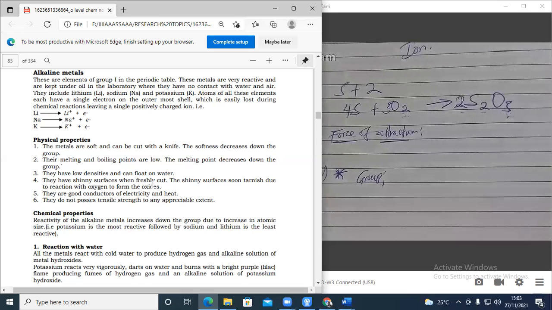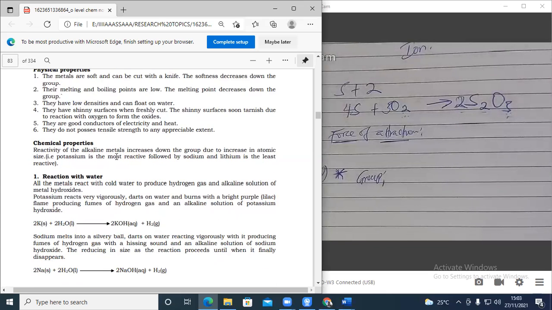They have shiny surfaces when cut. Have you seen this already? Yes. The moment they cut one, you see that shiny surface. The shiny surface tarnishes due to the reaction with oxygen. That shiny surface always tends to disappear fast because of the reaction with oxygen, as it forms oxides. They are good conductors of electricity. They do not possess tensile strength. They don't have strong energy to hold it, so the strength inside is not much. So it can easily be cut with a knife to an appreciable distance.